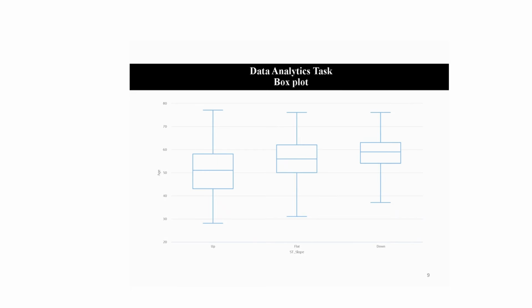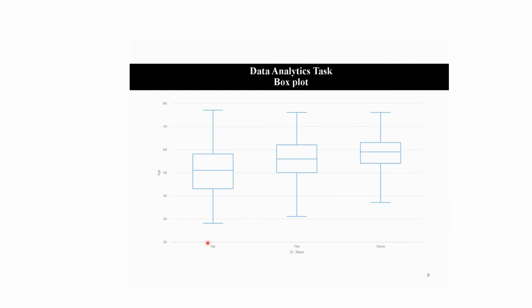We require more features. A box plot is plotted with ST slope versus age. ST slope has three types: up, flat and down. ST slope is generated with the help of an ECG test. The ECG test is cheaper than the echo test, but the echo test gives more information compared to this.